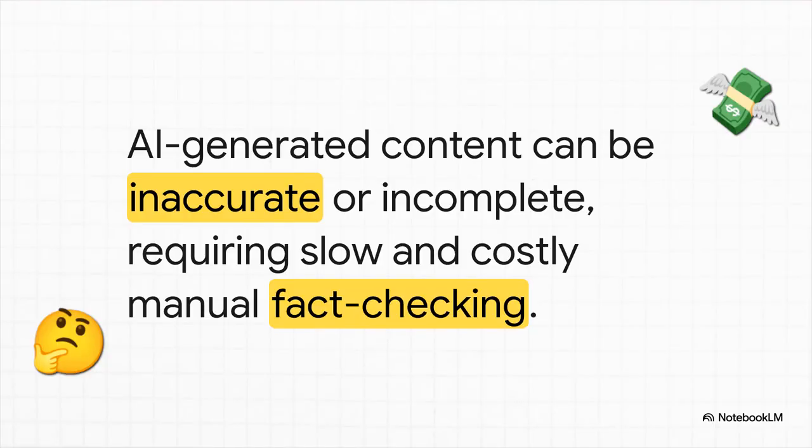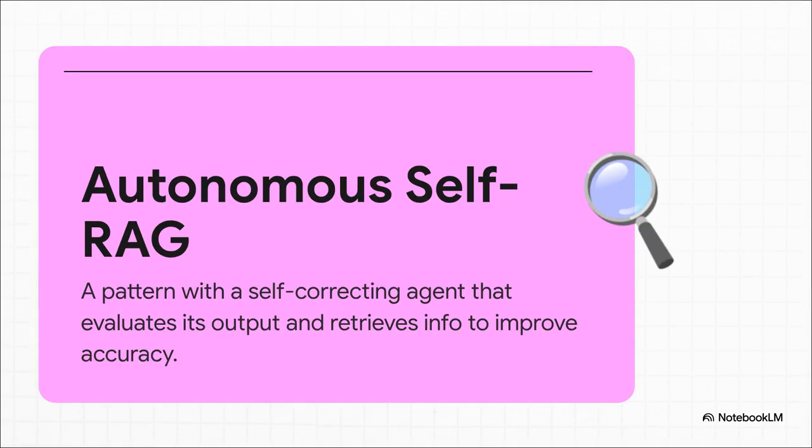Imagine you ask an AI for a list of all the traffic laws in your state. It spits out something that looks absolutely perfect. But is it? Is it missing anything? Is every single point correct? Now the pressure's on you to go and manually check everything, which is slow, expensive, and kind of defeats the whole point. So the solution is a pretty cool pattern called autonomous self-RAG.